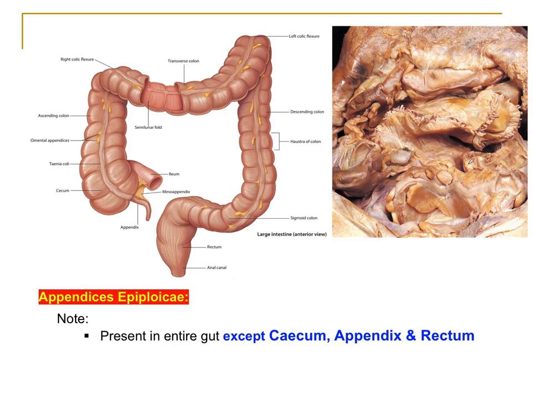Now, you can also observe these structures. These are all the fat-filled pouches. Appendices epiploicae are present in every part of the large intestine, except that you will not find them in the cecum region, somewhere here in the appendix region, as well as here in the rectum and anal canal region. What you will find is this structure in each and every other part.